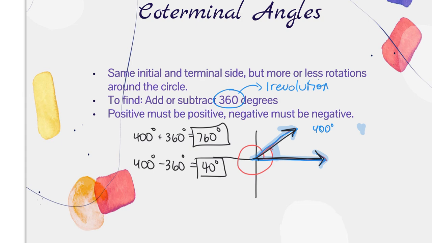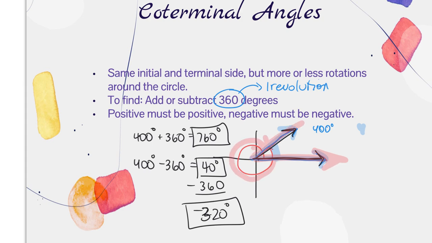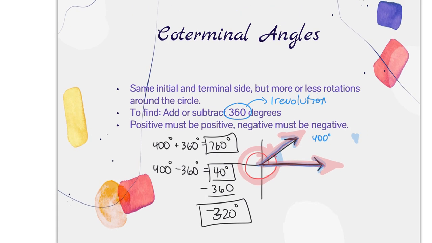And if I keep subtracting 360, guess what? I'm going to find another coterminal angle, but this one's going to be negative. So negative 320 degrees also ends and starts in the same place. And if you need proof of that, we could draw it out. Negative 320 would start here, and it would go 320 degrees this way, and it would end there. And if you notice, it has the same start and end. It's just a negative angle. Okay? So that's what we're going to be focusing on.